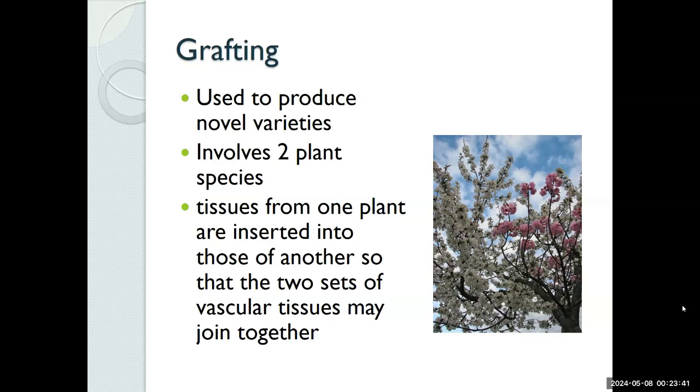So the two sets of the vascular tissues join together, and one root network will typically supply two trees. One is growing out of the other. And what this does is this puts the new genetic material in very close proximity to your other species, and this encourages genetic diversity. Grafting is very common in apple orchards, and it might be one of the reasons why we currently have 600 species of apples today.